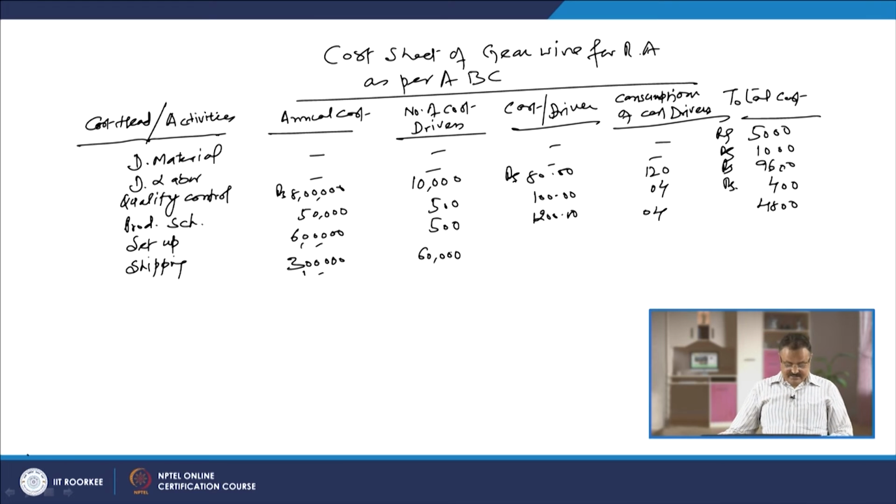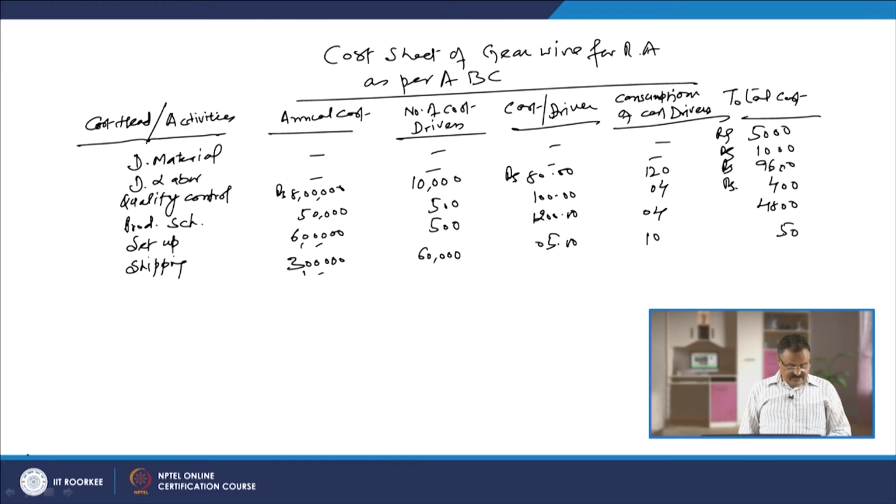So, this amount works out as how much? 5 rupees. This is the cost here, 5 rupees, and the number of shipments we have made is how much? How many shipments are made here is 10. So, this works out as how much? 50 rupees. This works out as 50 rupees, right.